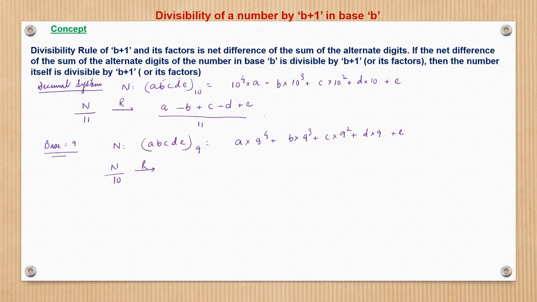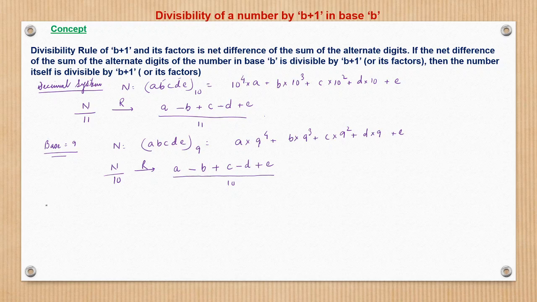Here what happens? 9 by 10 remainder is minus 1. Minus 1 raised to power 4 is plus 1. So it gives a. Here 9 by 10 is minus 1. Minus 1 raised to power 3 is minus 1. So it gives minus b. So same we are getting a minus b plus c minus d plus e. Same as what we got here, right? Upon 10, so this is the remainder. Remainder would be alternate sum of the digits, the net difference of that.